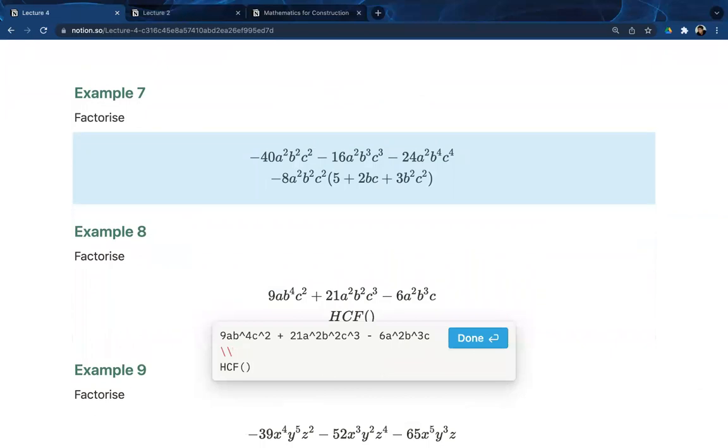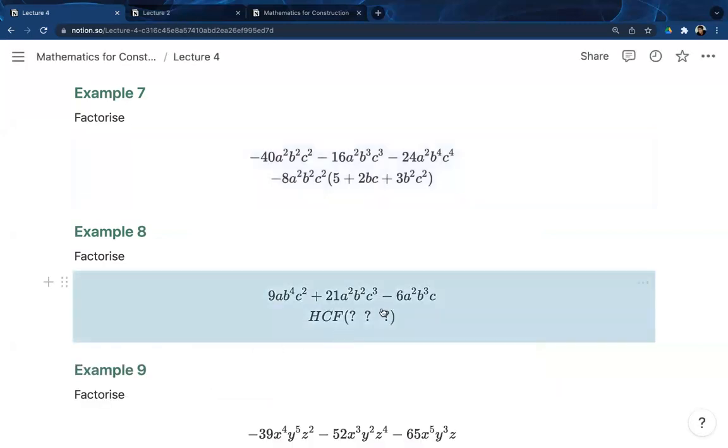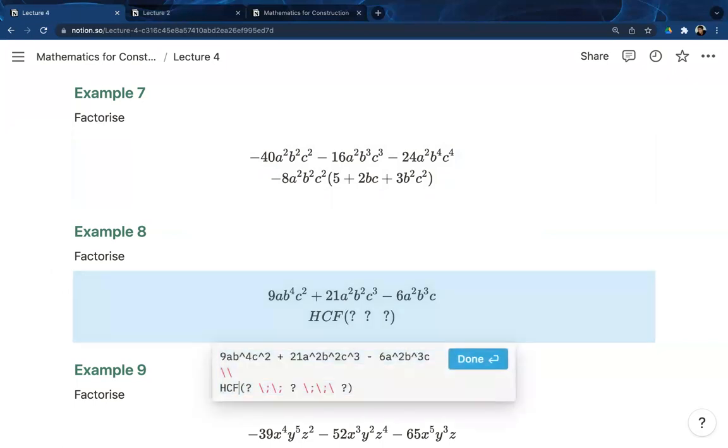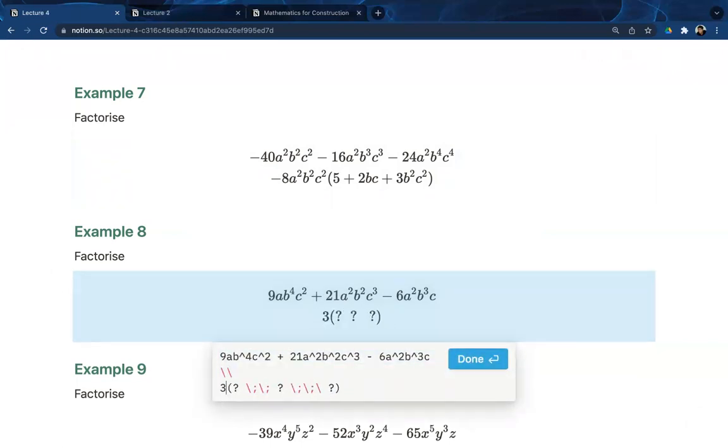HCF. 3 terms, 3 things in the brackets and an HCF on the outside. 9, 21, and 6. 6 is not a factor of 9, so it has to be something less than 6. We could try 3. 3 is the next factor less than 6. That is a factor of 6. 3 could go in all of these here. So the HCF has to have a positive 3 because the signs are mixed.